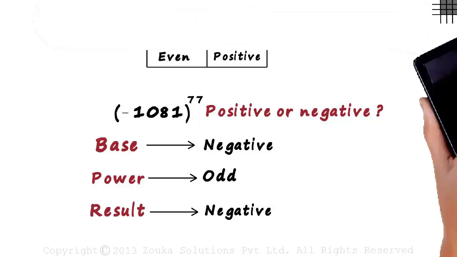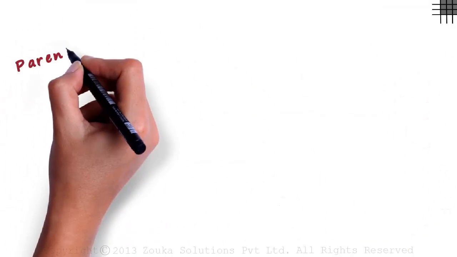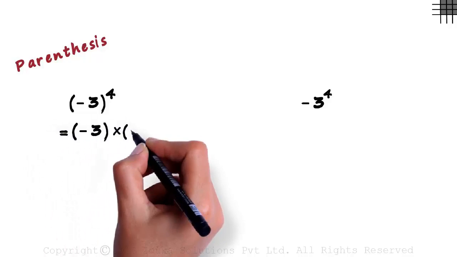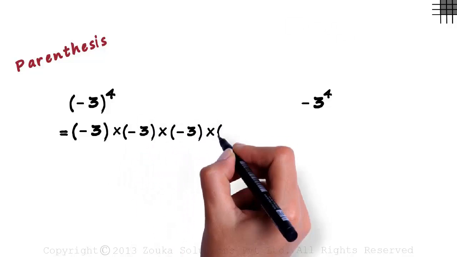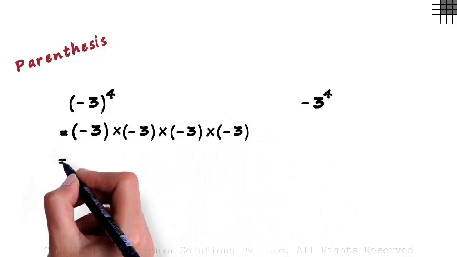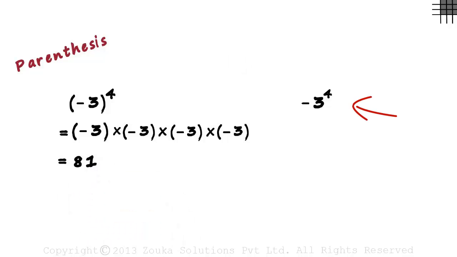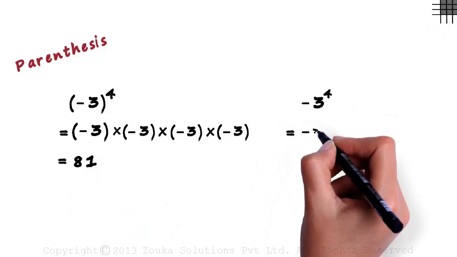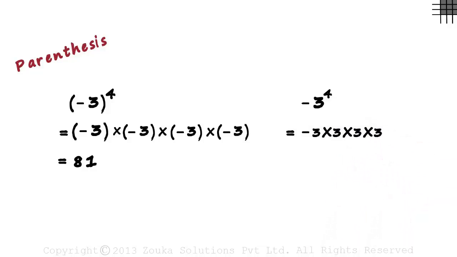There's one last thing you need to know about exponents with a negative base. It's the importance of parentheses. Look at these two exponent forms: minus 3 in parentheses raised to 4 and just minus 3 raised to 4. This can be written as minus 3 multiplied by minus 3 multiplied by minus 3 multiplied by minus 3. That would equal 81. And this can be written as minus 3 multiplied by 3 multiplied by 3 multiplied by 3, which equals minus 81.